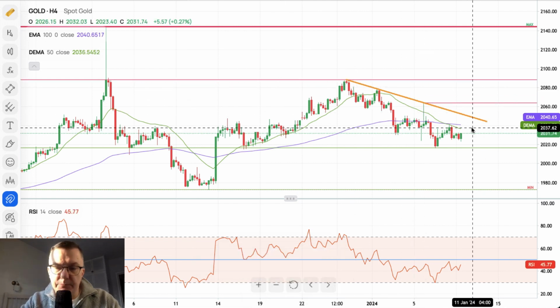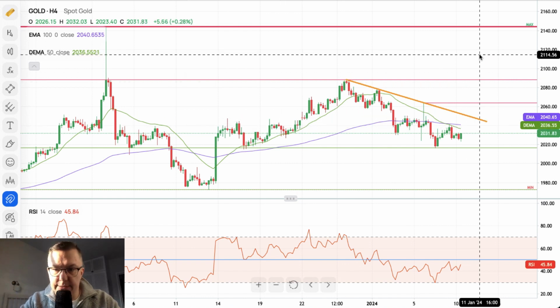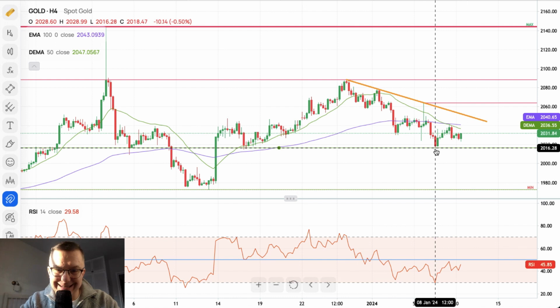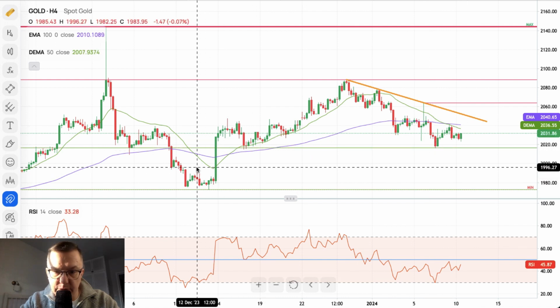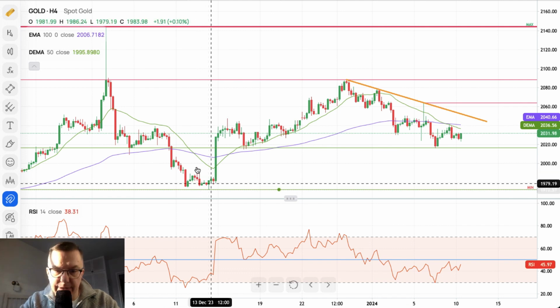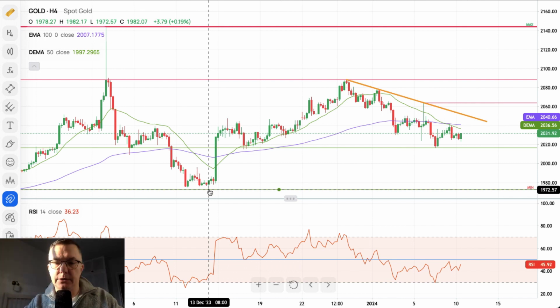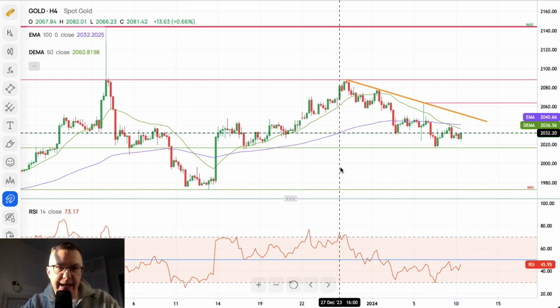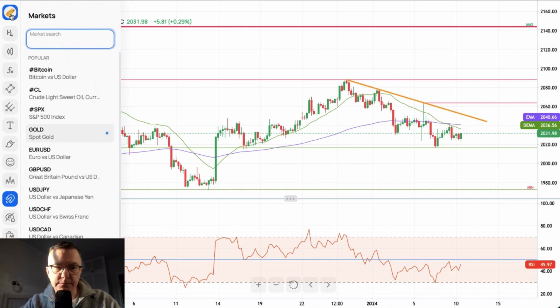You can clearly see that the market respects this trend line. So a breakout above the trend line is needed for the bulls to rally higher, and a new low below 2016 would directly open the road towards 1996. Next, a very weak technical support, and of course 1972 levels. So that's the outlook for gold.